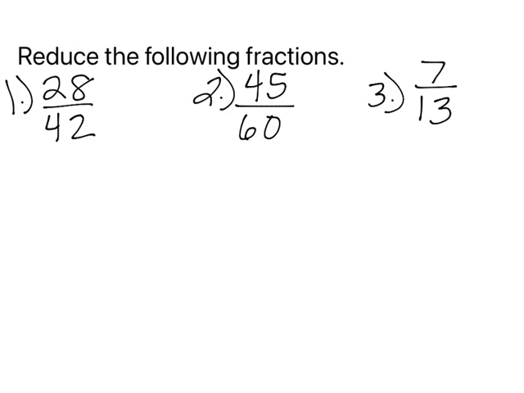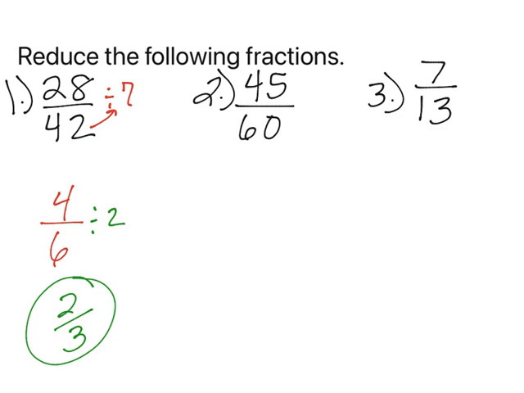So first things first, let's reduce fractions. When I'm looking at 28/42, my first thing that I see is that both numerator and denominator are reducible by 7. If I divide the top by 7, I get 4. If I divide the bottom by 7, I get 6. Well, both of those are even, so I would end up with 2/3.